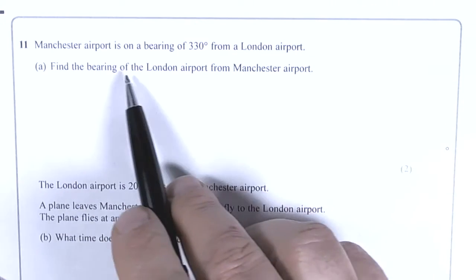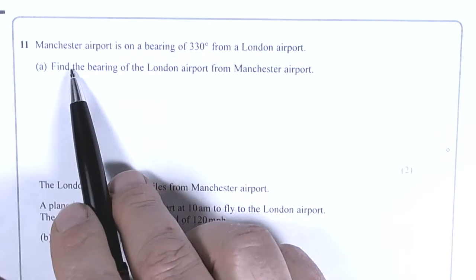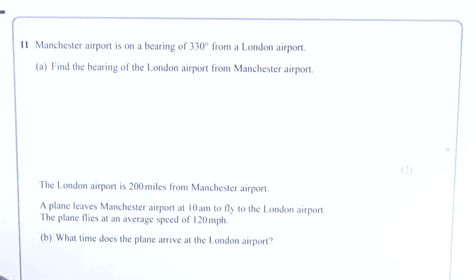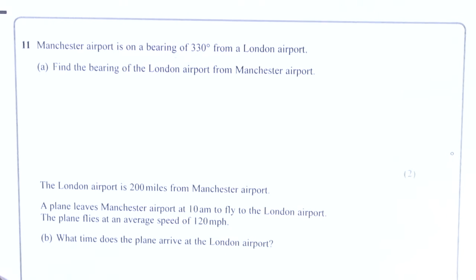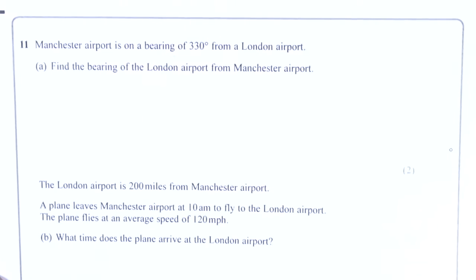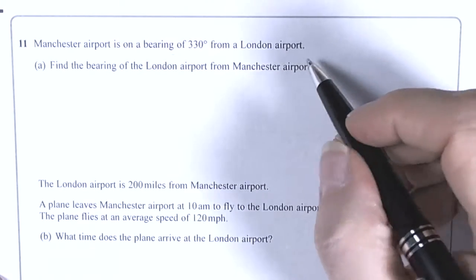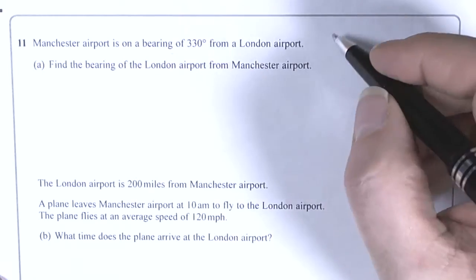So this question mentions the word bearing, and it's saying find the bearing. So it's not asking us to draw anything as such by using a protractor. It's not an accurate drawing question. It's asking us to think through what bearings mean and use some logic.